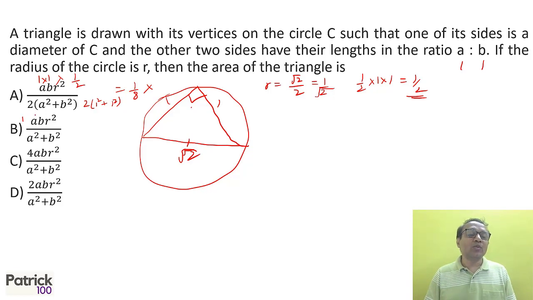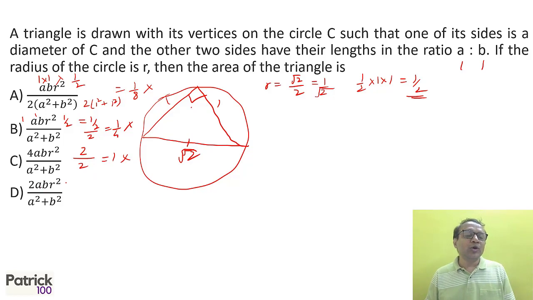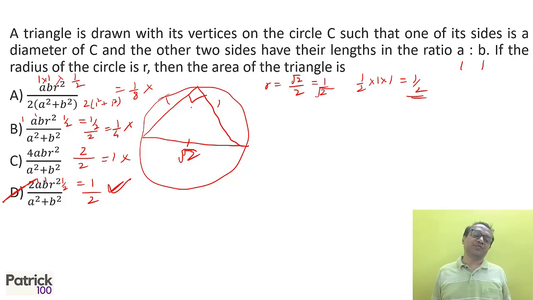Look at the second option, 1, 1 and half. So the numerator becomes half. Denominator becomes 2 into 1 square plus 1 square, which is 2. 1 upon 4, not the answer. The third option: 4ab r square is 4 into half, which is 2. Denominator becomes 2. Answer becomes 1, not the answer. The fourth: 2 into ab r square is 2 into 1 into 1 into 1 upon 2, which is 1. Denominator is 2. You get half here, satisfies. So D option is the answer.